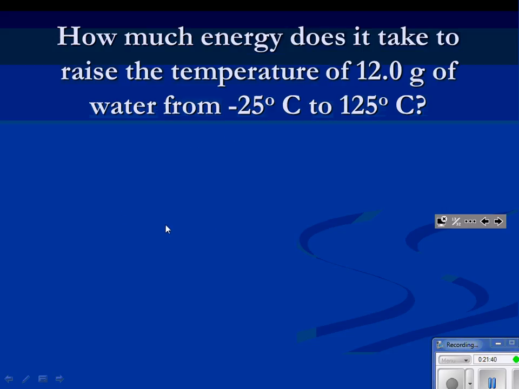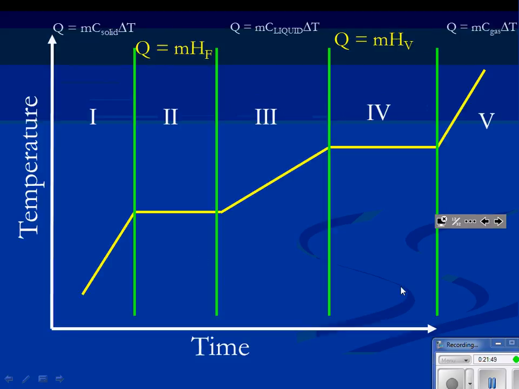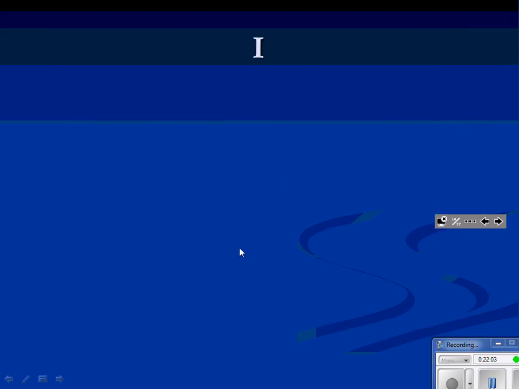So we need to do this in 5 different steps because you have the 5 different areas on the chart. Remember the 5 areas here? We're going to have step 1, step 2, step 3, step 4, step 5, and we're going to use these values for Q for each of the 5 steps. So let's go back to step 1. We know that in step 1, Q is equal to m C of the solid delta T.